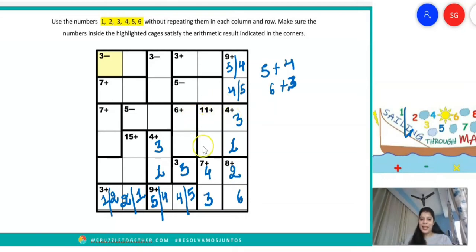Now let's see this cage. This is saying I have to find out two numbers which give their summation as 11. What are the possible two numbers? The only possible two numbers are 5 and 6, between 1 to 6, which will give their summation as 11. So I can again say either 5 will come here or 6 will come here, and 6 will come here or 5 will come here.